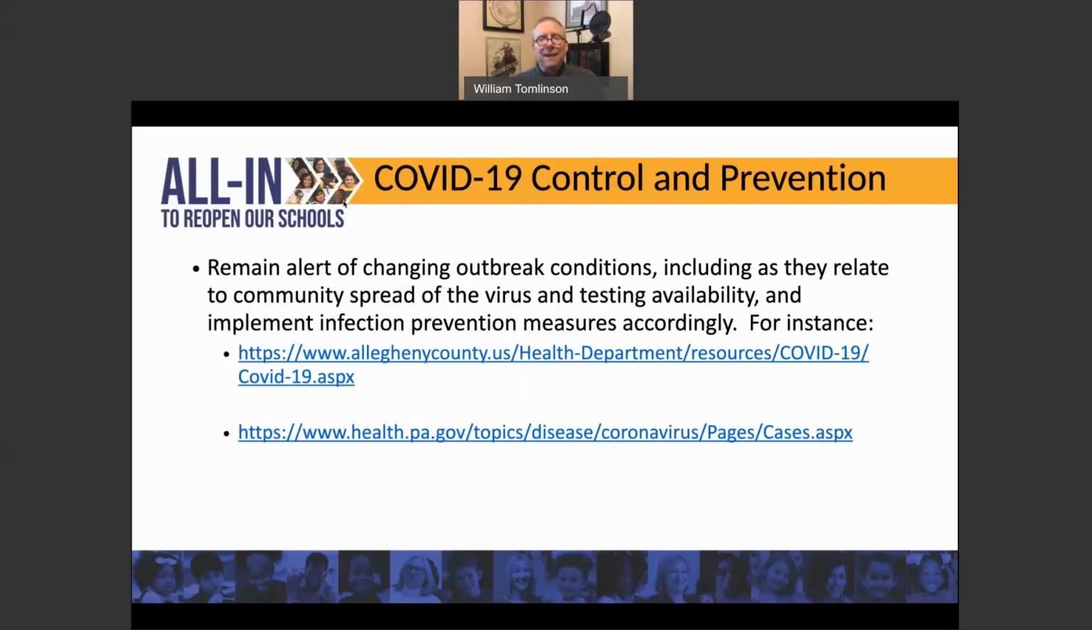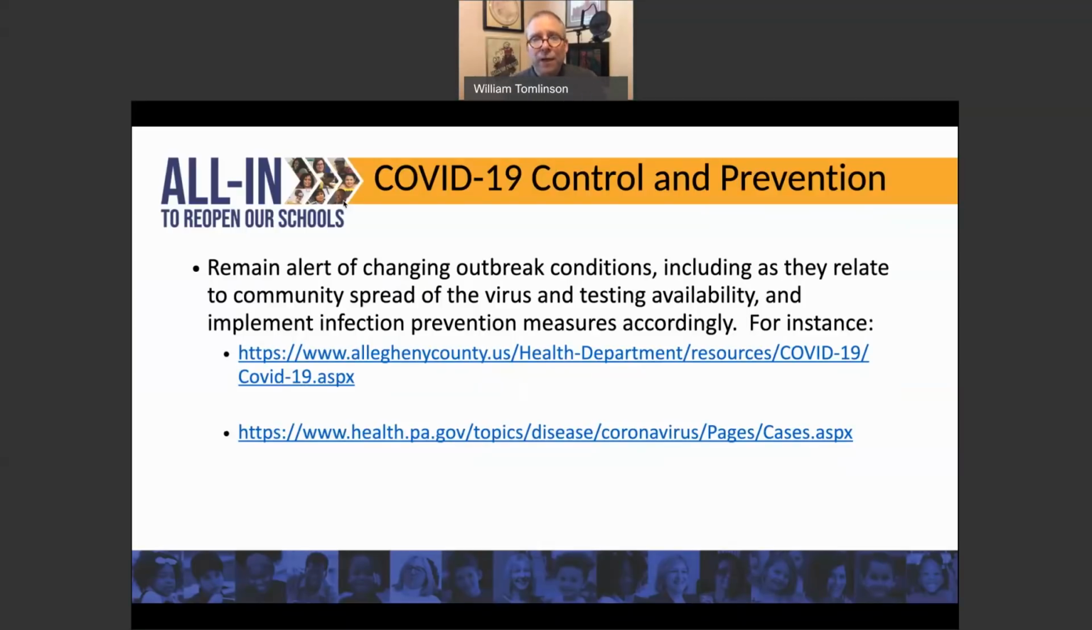The health department maintains a dashboard, which is a map of the county with all the political subdivisions. So you can mouse over a particular neighborhood and you can see the number of tests that were conducted, the positivity rate, the reported cases for that area. And you can see what the trend is. That is important information to know. Now, you can look at it statewide as well through the PA Department of Health.